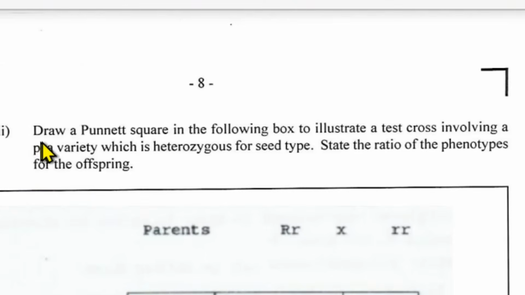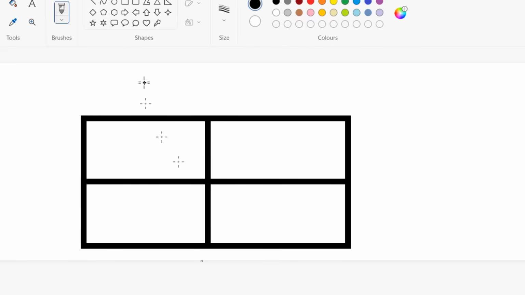Alright, let's look at part 2. Draw a Punnett square in the following box to illustrate a test cross involving a pea variety which is heterozygous for seed type. State the ratios of the phenotypes for the offspring. Okay, so in this case here, we're going to make this parent heterozygous, which means they're going to have a dominant and a recessive. And we're going to make this one homozygous recessive. So they say it has to involve at least one heterozygous, which is this.